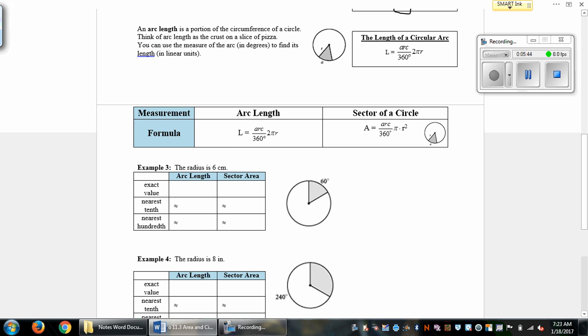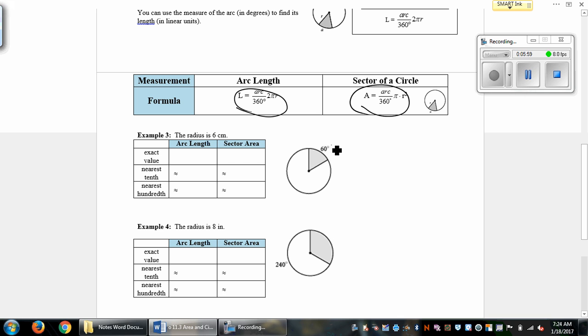Okay, so here's our formulas up here for each one. Each one we need the arc degree, and then we either multiply by our area formula or our circumference formula. Okay, so example 3, we have 60 as our arc degree. So for our arc length, we're going to have L is equal to 60 over 360. And then here we have a radius of 6. So then we multiply by 2, pi, and 6. Okay, so then that turns into 1 over 6 if we reduce it. Dividing both by 60, we get 1 over 6. 2 times 6 is 12, so times 12 pi.